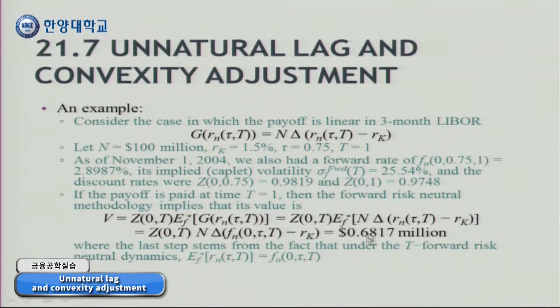Now, if the payoff is paid at time t, let's take a look at the easy case first. If the cash flow occurs at time t equal 1, that's something we already learned. Then the forward risk neutral method gives the value as: first we get the expected value, and discount it back. What is expected? We have to go into the risk neutral world, in which our new numeraire is the zero coupon bond.